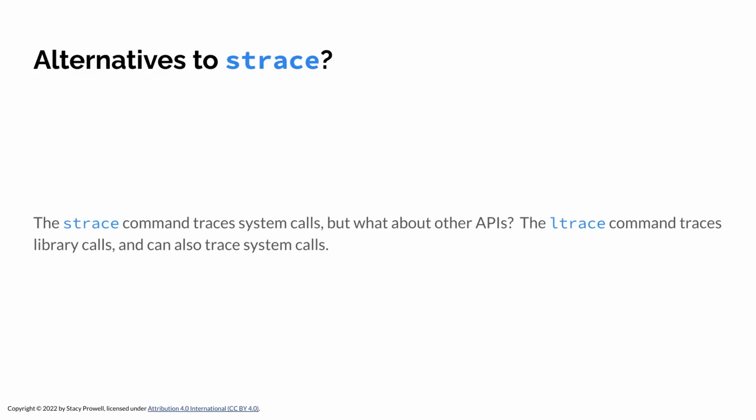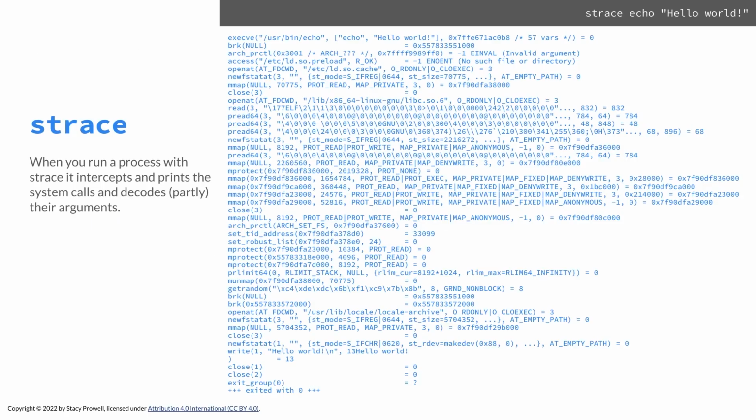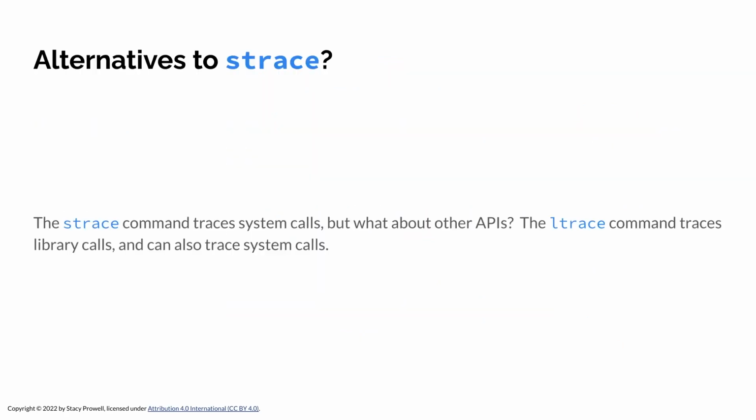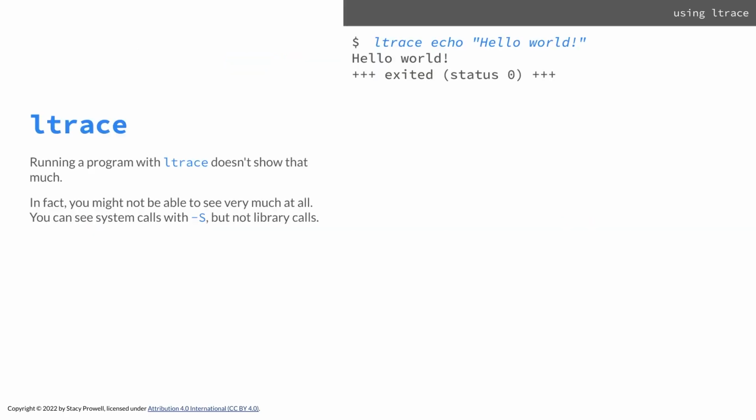Alternatives to strace. It traces system calls, but what about other APIs? You might like to know about library calls, right? I mean, these are system calls. But what if it's only calling stuff in the standard library? What's calling printf, right? Let's go back. Where's printf in that? Oh man, printf is not a system call. Write is a system call. Printf is a library call. Oh man. Is there an ltrace? Yes. Turns out there is in fact an ltrace, which can trace library calls, but also trace system calls.